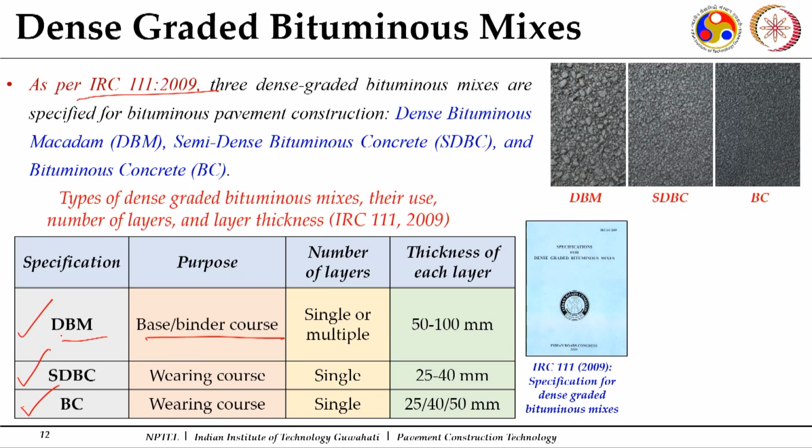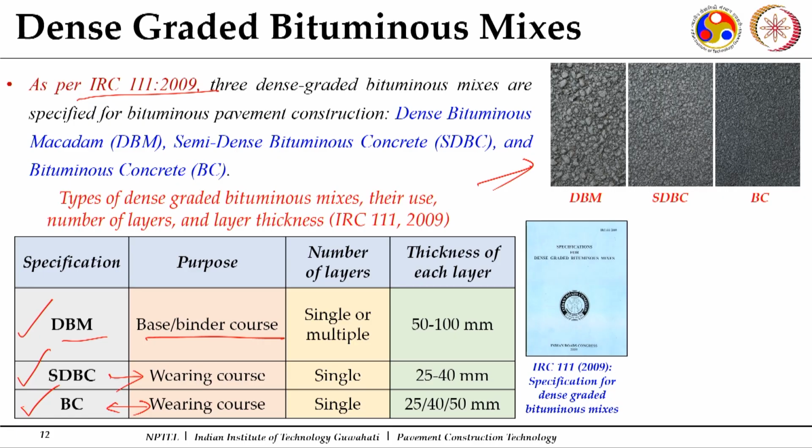So DBM mixes will have different aggregate gradations depending upon the sizes of aggregates which are allowed in that particular course. Then you have semi-dense bituminous concrete, which is used preferably as a wearing course, and bituminous concrete which is also used as a wearing course. When we go from the base courses to binder courses and wearing courses, the size typically gets reduced.